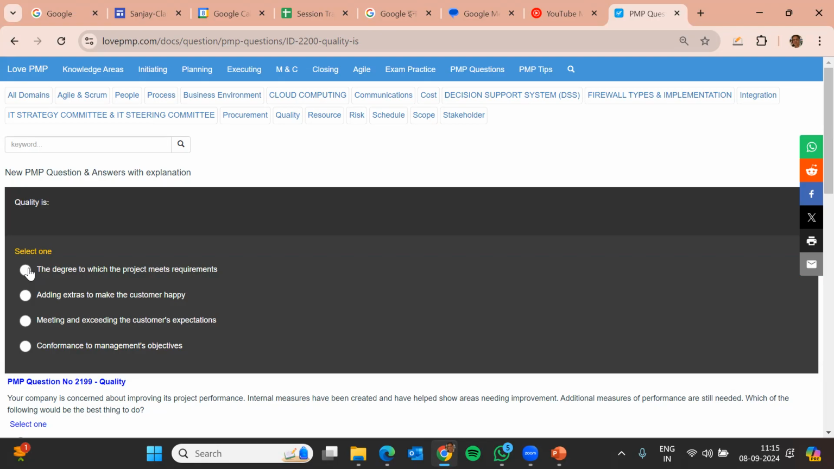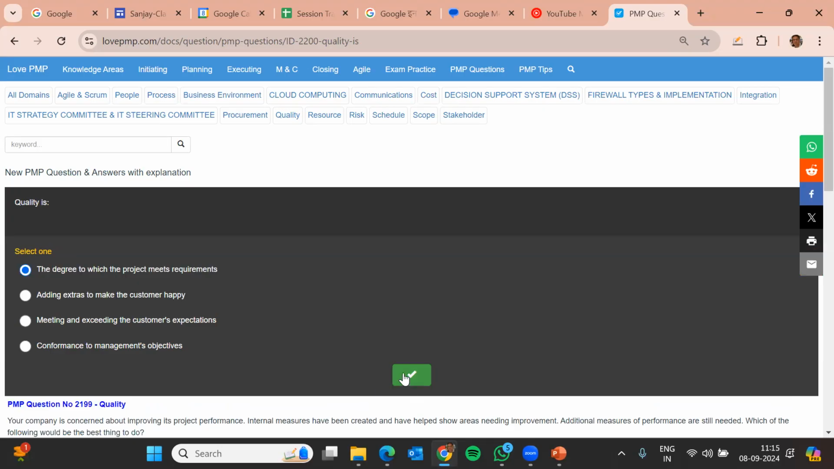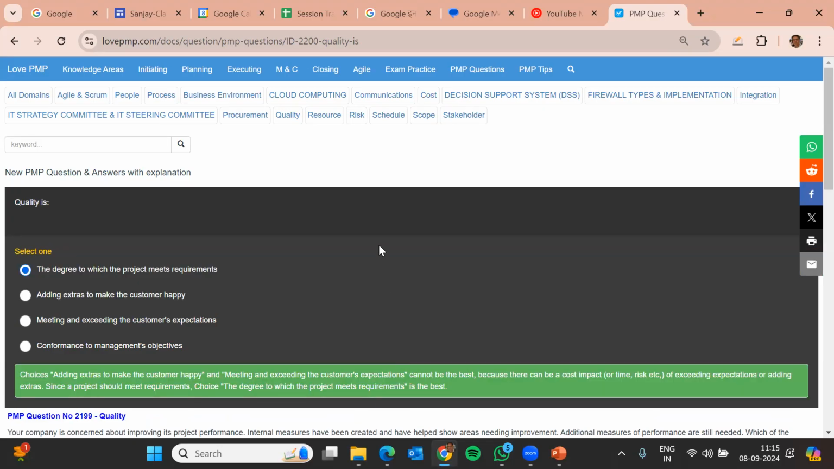Now, yeah, it has changed. It resequences, friends, so don't panic about it. So this is the answer. Now the question is the degree to which the project meets requirement. Why was I doubting, I will tell you, Kiran. I was doubting this for a simple reason that this is not saying fitness for use. It says whatever the customer said you are giving, but you also need to check whether it is fit for use. That is an additional thing which was missing here.